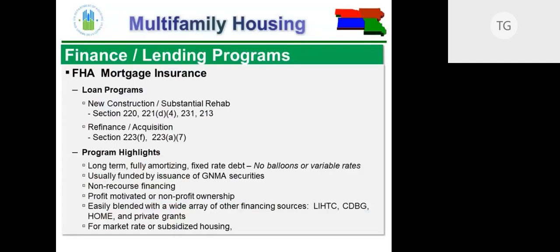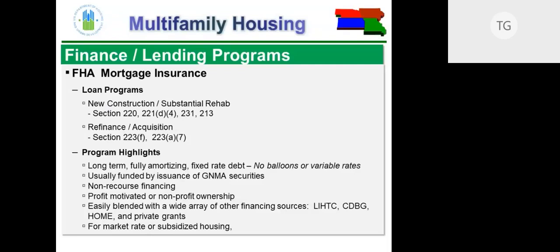And so the main FHA lending program we have, or financing program, is FHA mortgage insurance. And so we have loan programs that provide for the new construction or substantial rehabilitation of a project. And so those are our Section 220, those are urban renewal projects; 221 D4s, which is just standard new construction; 231, which is housing for elderly persons; and then 213, which are co-ops.